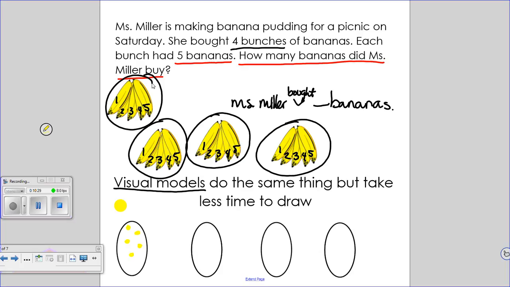What do those dots represent? What do those dots mean in my problem? What do my yellow dots mean? Bananas. My yellow dots mean bananas. So I have 5 in this bunch. 1, 2, 3, 4, 5. 5 in that bunch.